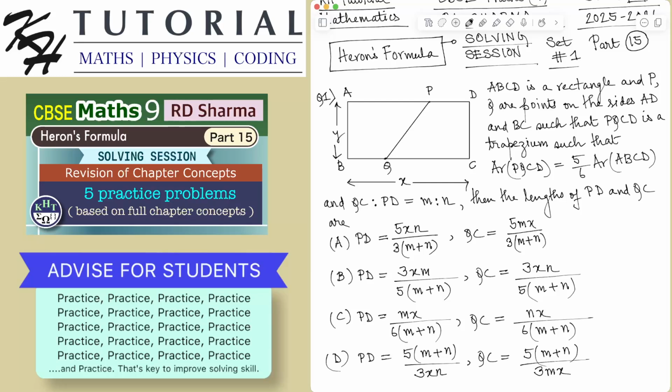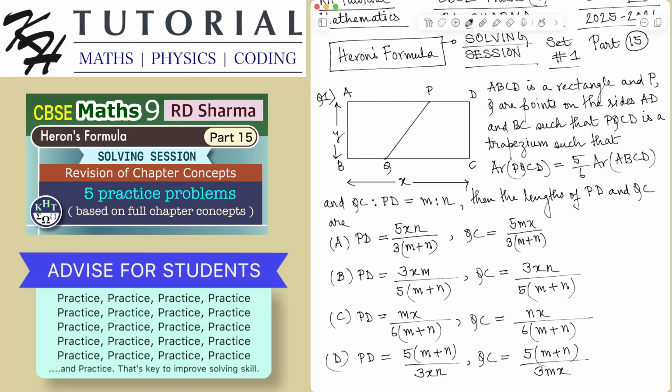Okay. So the first problem says that ABCD is a rectangle and P and Q are points on the sides AD and BC such that PQCD is a trapezium. PQCD is a trapezium such that the area of trapezium PQCD is equal to 5 by 6 part of the area of the rectangle ABCD. And QC is to PD is equal to m is to n, then the lengths of PD and QC are? Okay, so we have to find the lengths of PD and QC.